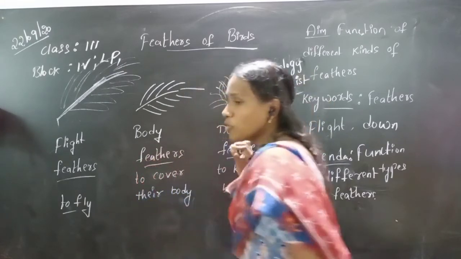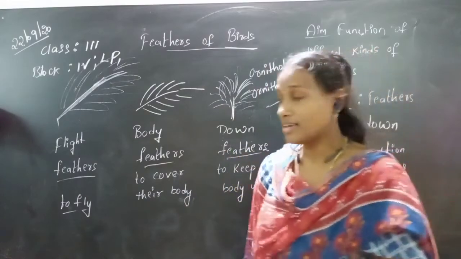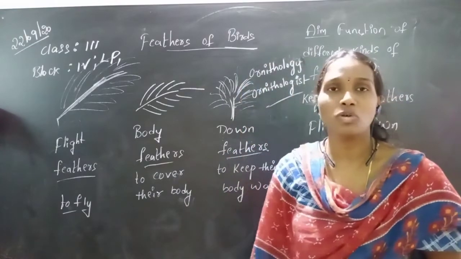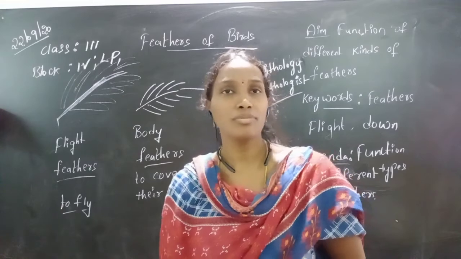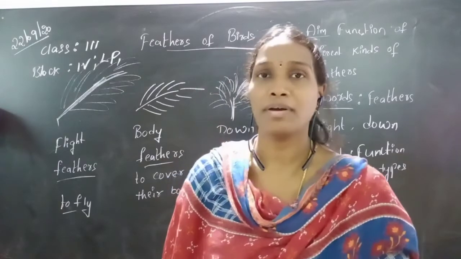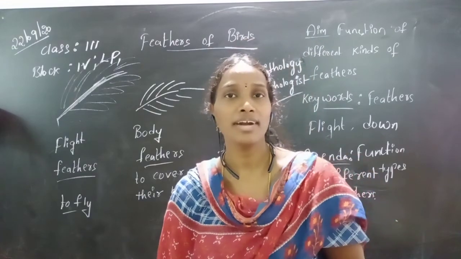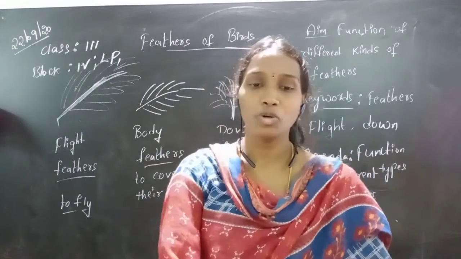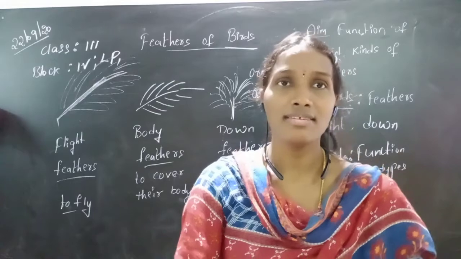Already we discussed that some birds cannot fly. Those are ostrich and emu. These birds have feathers but they cannot fly because of their shape. Because the birds have a different flight feather shape, they cannot fly easily.